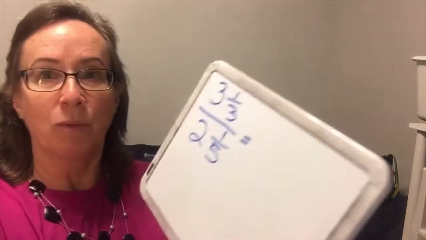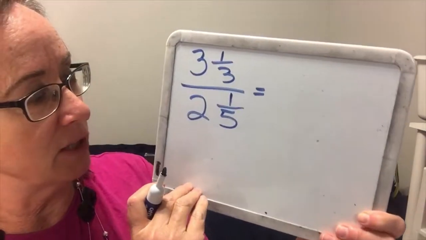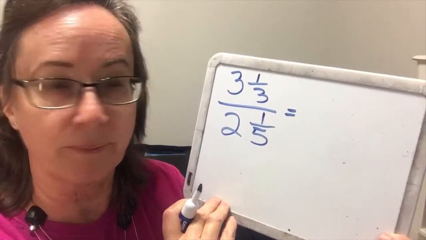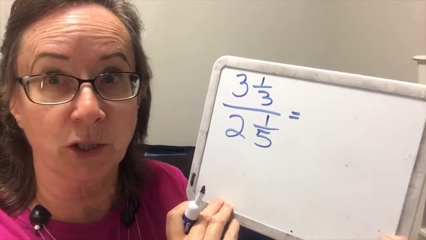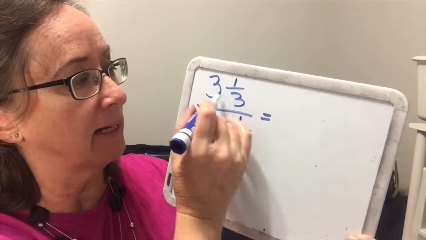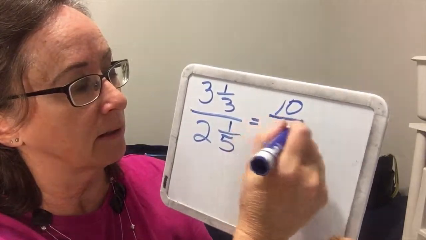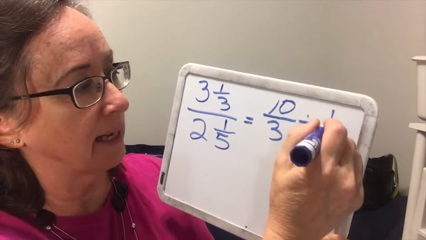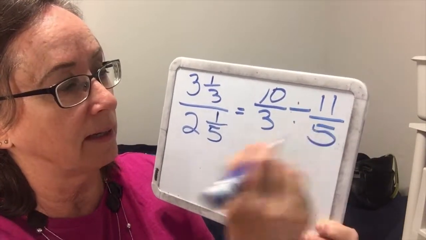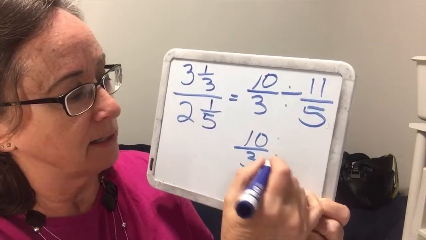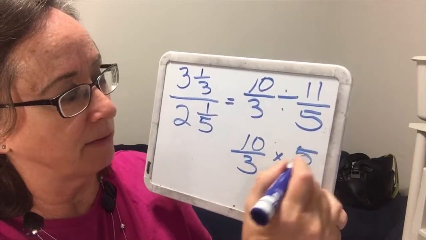And we're down to the last one. And we have a vertical form of a division. Again, I would put it into the horizontal form, and I would also turn it into improper fractions. So 3 and 1 third is 9 plus 1 is 10 thirds, divided by 10 plus 1 is 11 fifths. Now we're going to flip and multiply 10 thirds times 5 elevenths.